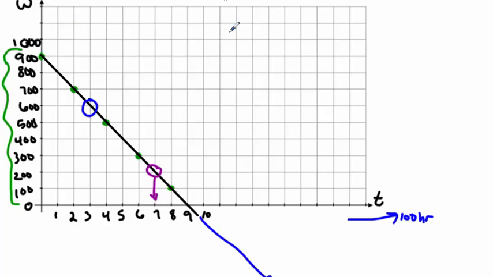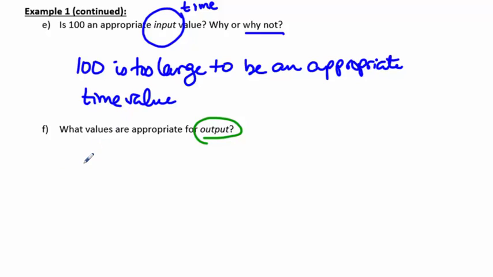It's also not appropriate for the water level to go beyond 0. We can't have a negative amount of water. So the appropriate values are numbers between 0 and 900.